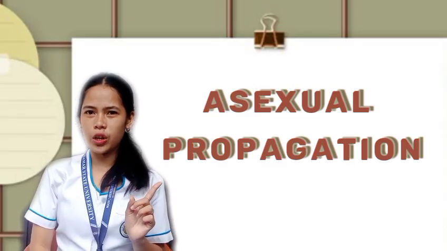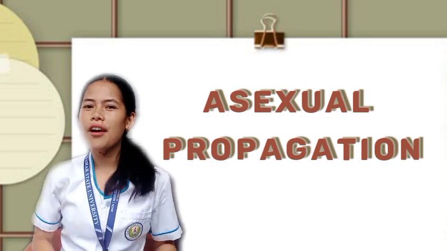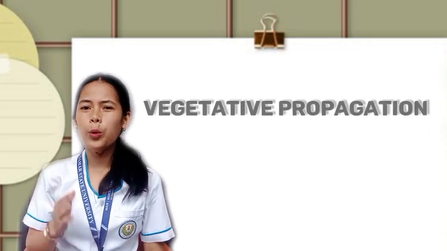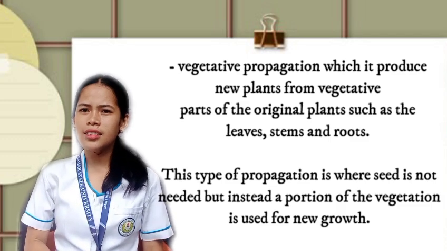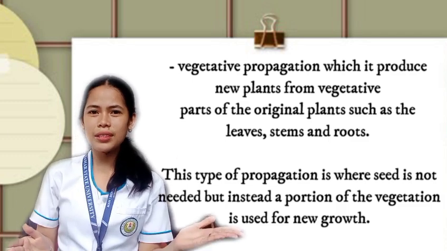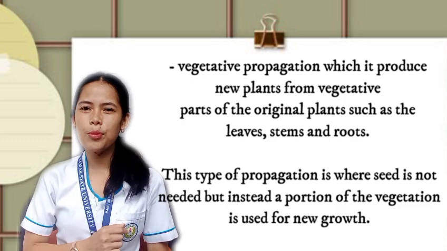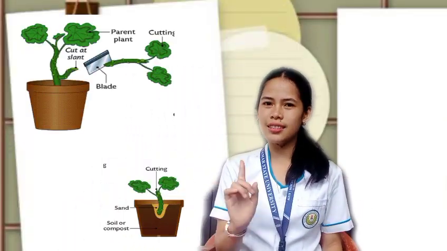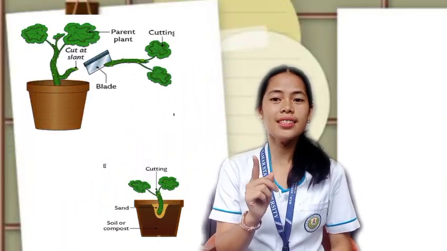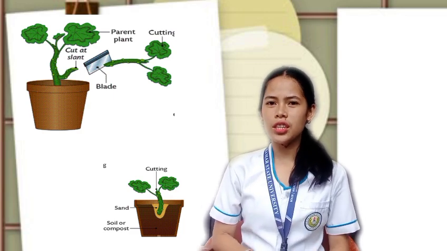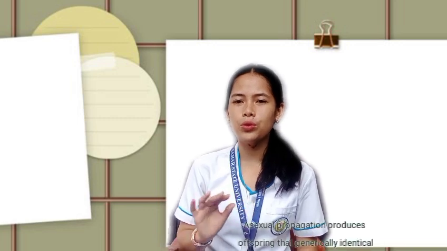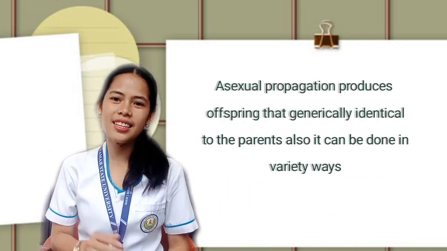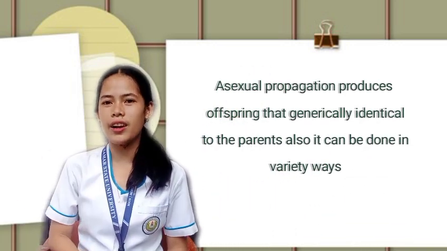So first, what is asexual propagation? It is also referred to as vegetative propagation, which produces new plants from vegetative parts of original plants, such as the leaves, the stems, and roots. This type of propagation does not need seed, but instead a portion of vegetation is used for new growth. Asexual propagation produces offspring that are genetically identical to the parents.